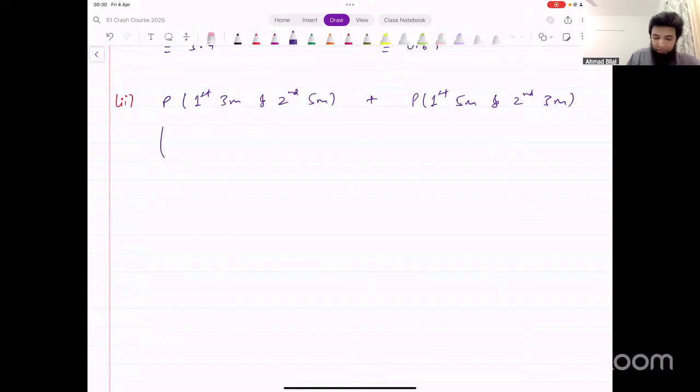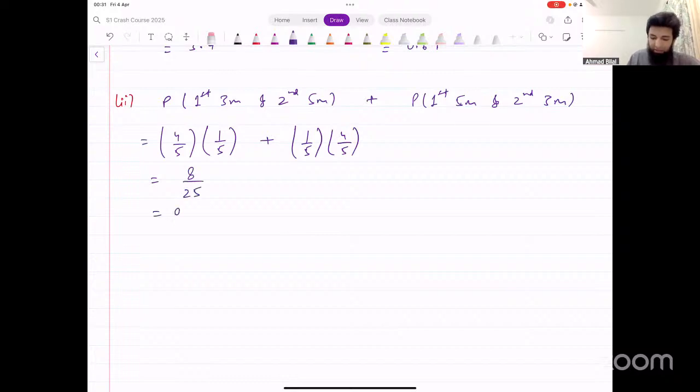The first case would be for a 3-meter rope, the probability is 4/5, and then 1/5 for the 5-meter. And then you add to that the other case, 1/5 times 4/5. That will be 4/25 plus 4/25. That's 8/25. That's the probability that you get in the second case. That in decimals is 0.32. That's the second part. Okay.